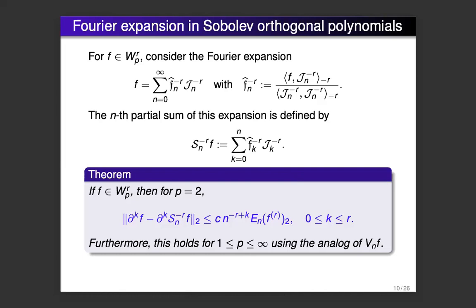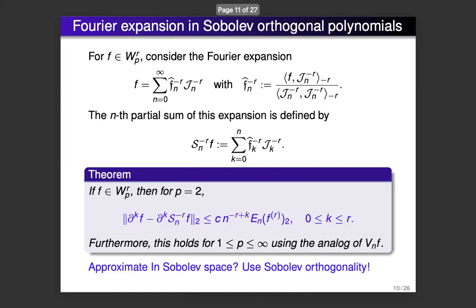So what's the moral of this? The moral is the following. If you approximate in the Sobolev space, use Sobolev orthogonality. The original L2 case no longer works, but if you replace L2 by W2, then it should work.